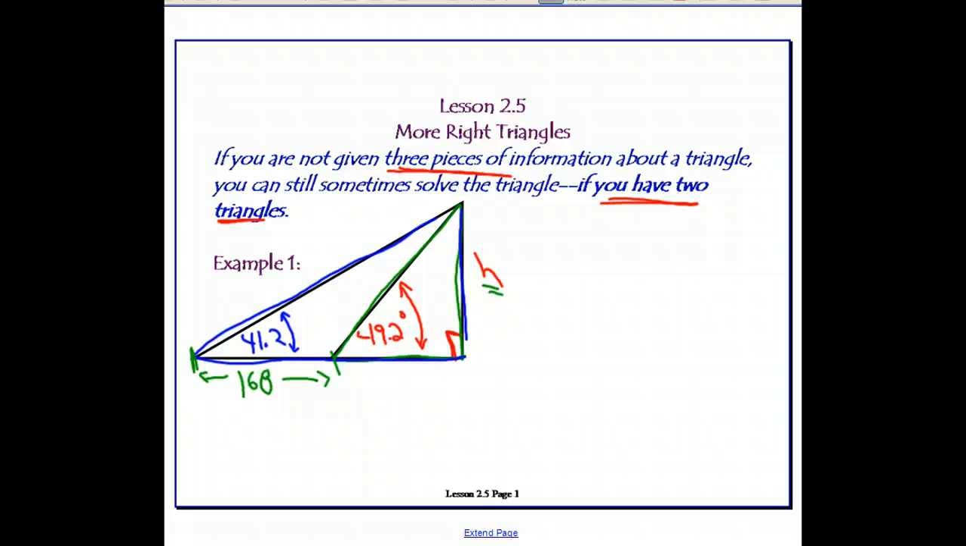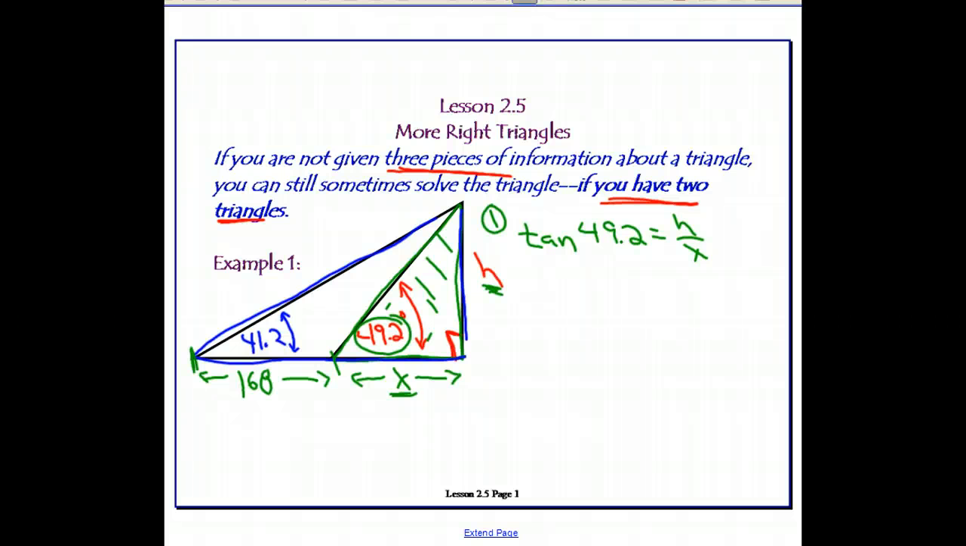Well, we wish we had this side right here. Let's call it X. And let's focus first on our smaller green triangle, this one right here. Don't know side X, don't know side H. I do know this angle. And how does it relate to H and X? Well, there's opposite adjacent. So for the green triangle, I can write the tangent. It's going to be the tangent of 49.2 equals H over X. No big deal on that one. Okay, so that's my first equation.